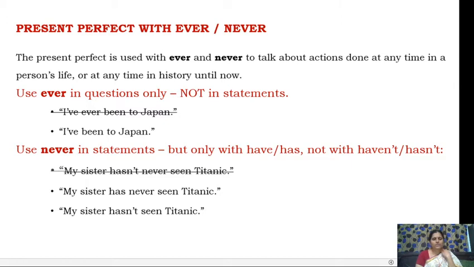So when you are using never, again, you should not use not with have. If you are using not with have, then you are not supposed to use never. These are the two exceptions that you have to remember when you are using ever or never with present perfect tense. That means ever should be used only in questions, and never should be used in statements, that too with have or has.